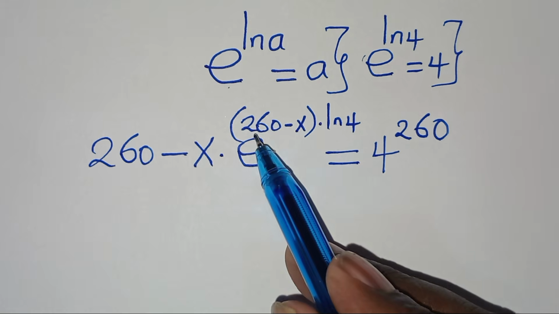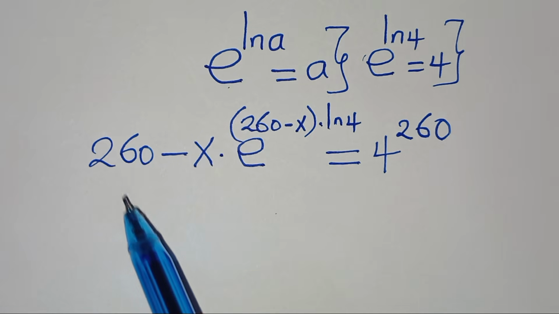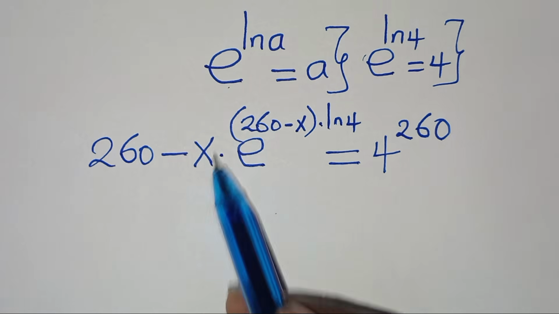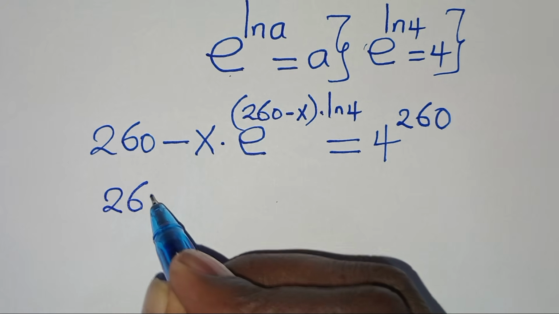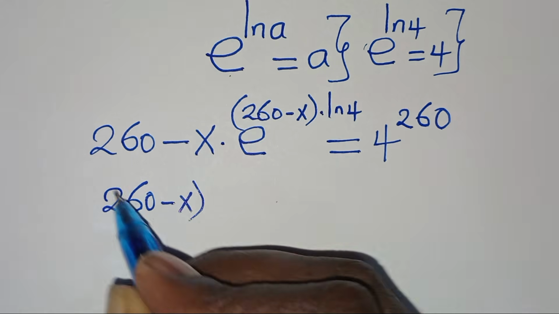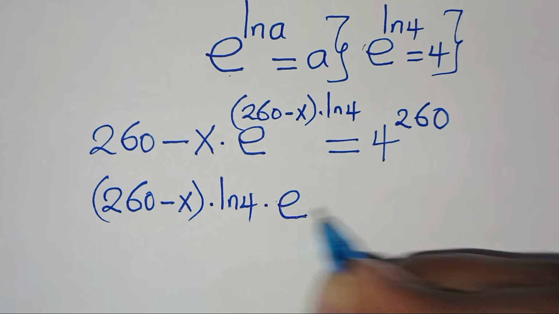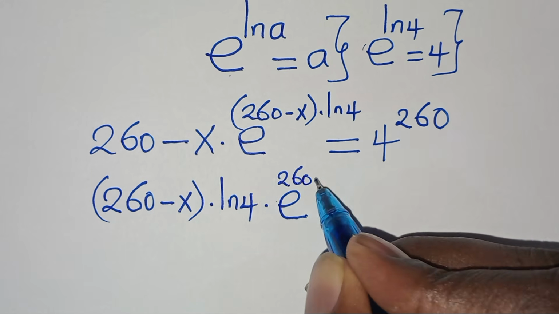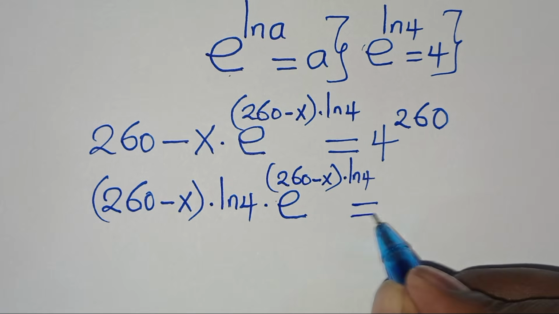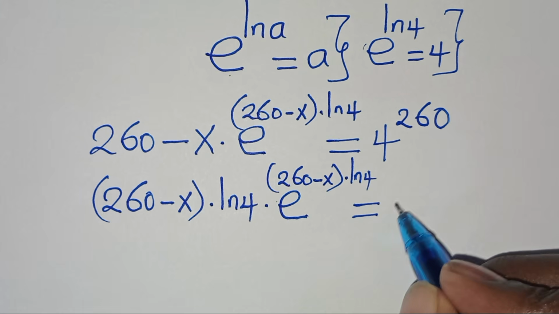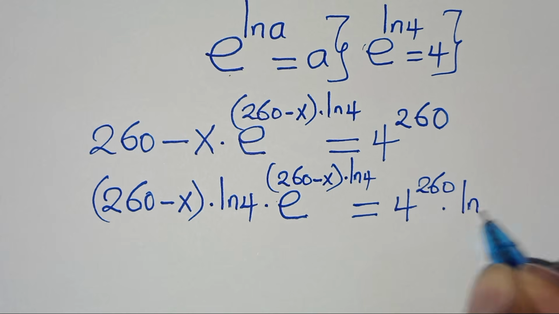Now, we have the exponent here is 260 minus x multiplied by ln of 4. We have the coefficient is 260 minus x. So let's multiply on both sides by ln of 4, so that we have 260 minus x multiplied by ln of 4 multiplied by exponent e to the power of 260 minus x multiplied by ln of 4. This is equal to 4 raised to the power of 260 times ln of 4.